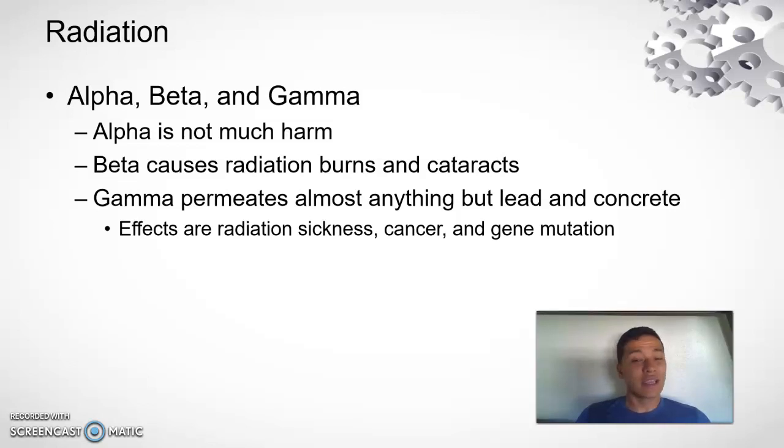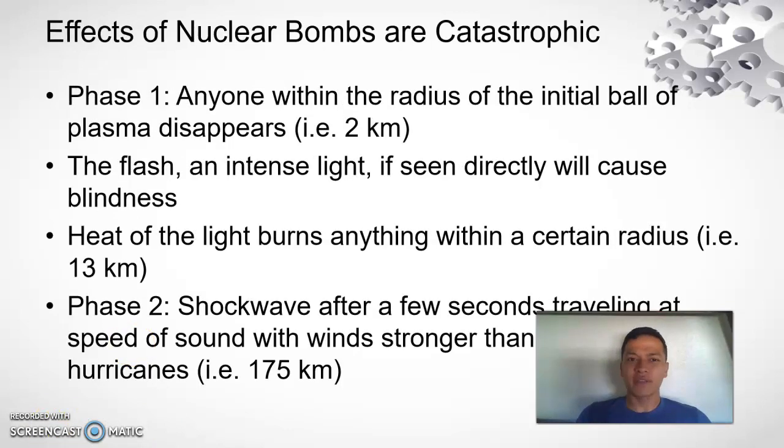It is important to remember that the effects of nuclear bombs are catastrophic. This is why we should be against them. Phase 1: anyone within the radius of the initial ball of plasma disappears. So imagine this happening within split seconds, this immense ball of plasma obliterates everything in its path within a 2 kilometer radius.